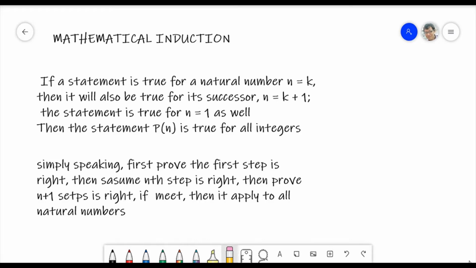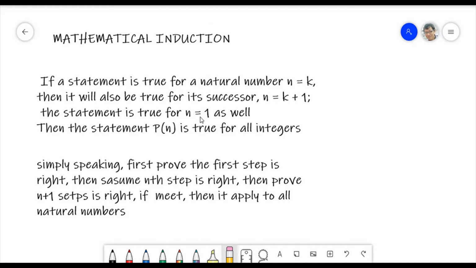First is the concept: why we need to learn mathematical induction. Because we need a method to prove the formula is right. So we need a way to prove, and this way is called mathematical induction. But if you ask me, is this the only way? I say no, there are other ways. Right now we learn about this.